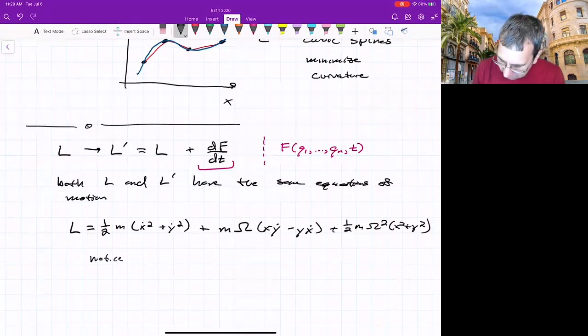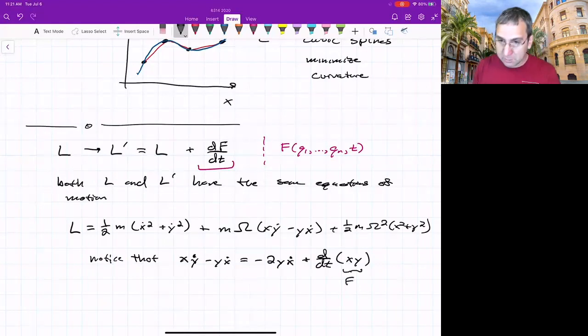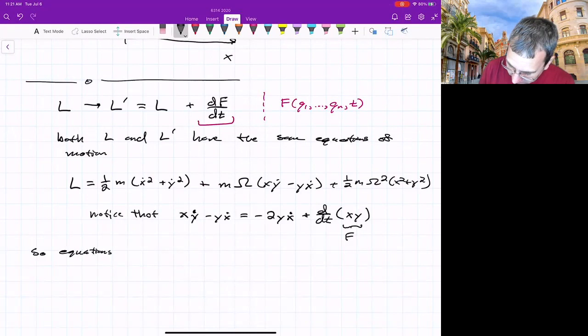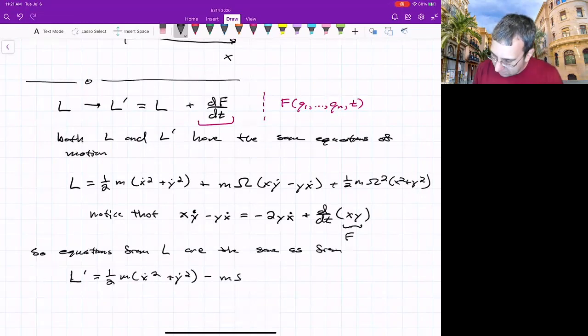But we can notice, you can get some Lagrange's equations from this, but you could notice that there is a total derivative here. So we notice that x y dot minus y x dot is the same as minus 2y x dot plus a total derivative of x times y. So this would then be our function f. So the equations of motion, or Lagrange's equations from L, are the same as from some new L prime that differs just by that total derivative. 1/2 m (x dot squared plus y dot squared). That part's the same, but then we get minus 2m omega y x dot plus, and then the last term is the same as well.